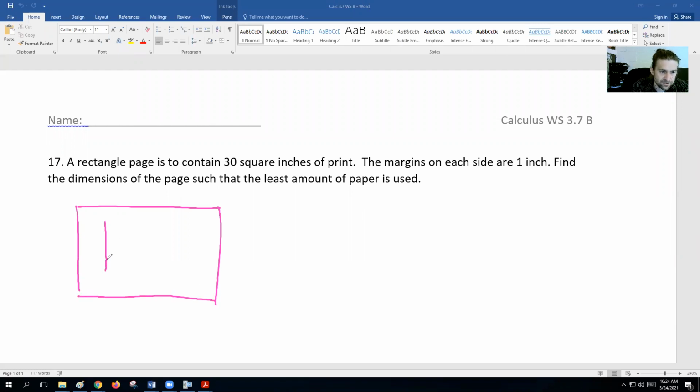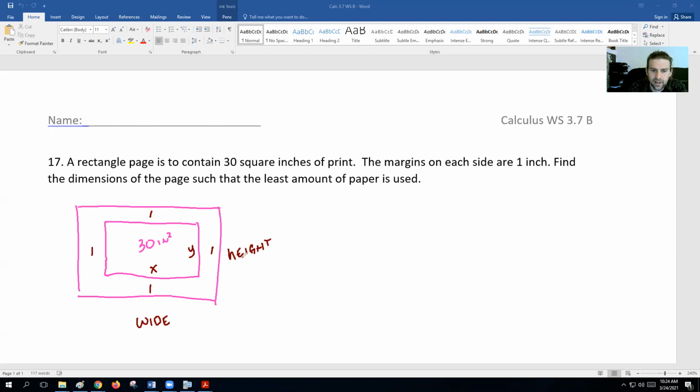So what we have in here, a couple different ways to look at this. We got 30 square inches of print here, and it's a rectangle, so this is like x by y, and it says the margins on each side are all 1 inch. What we want to do is find how wide this is and how long or high this is, width and height. What are the dimensions to make the smallest rectangle possible to still get 30 square inches here?